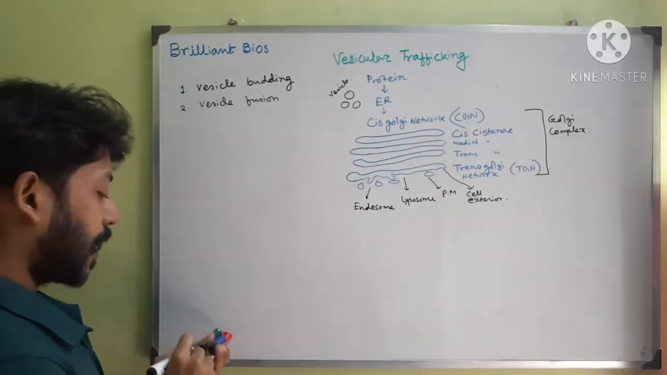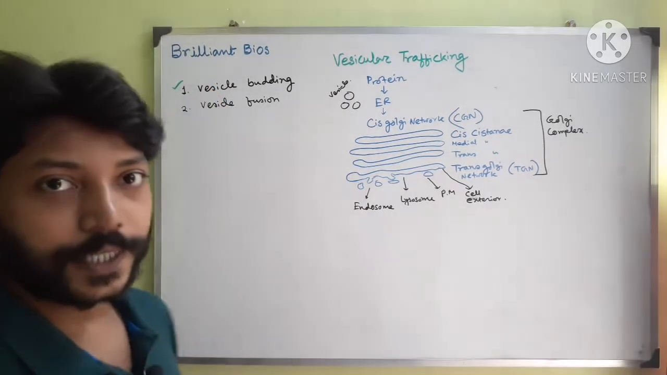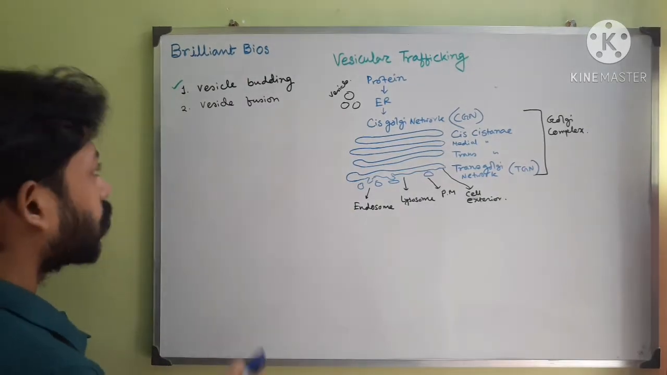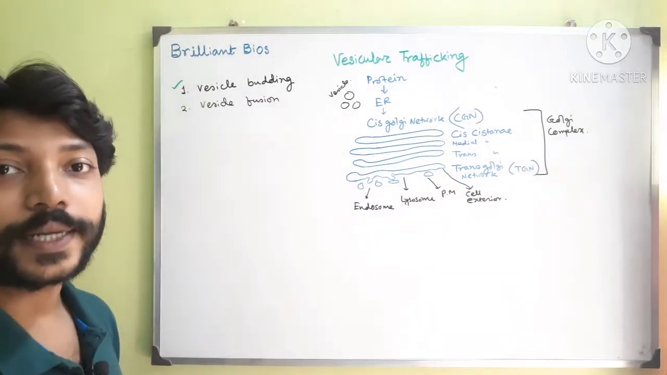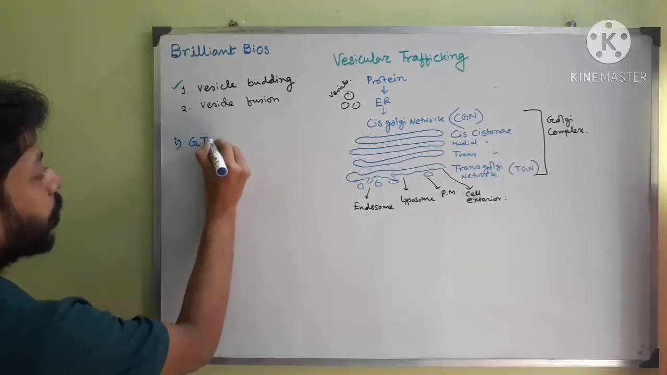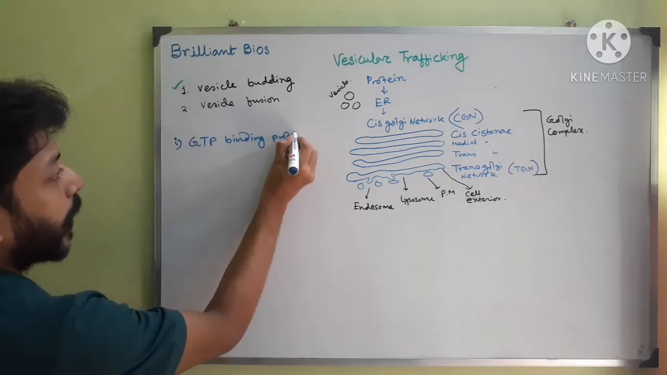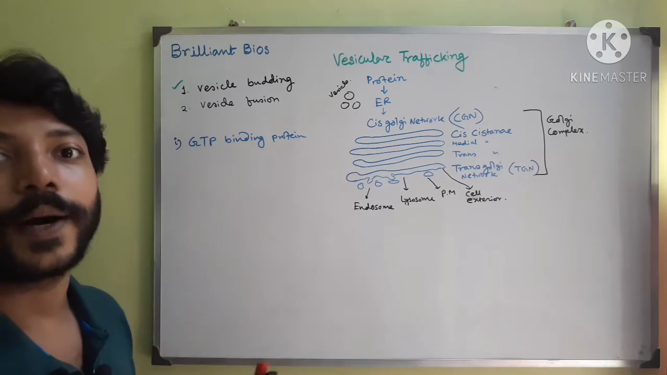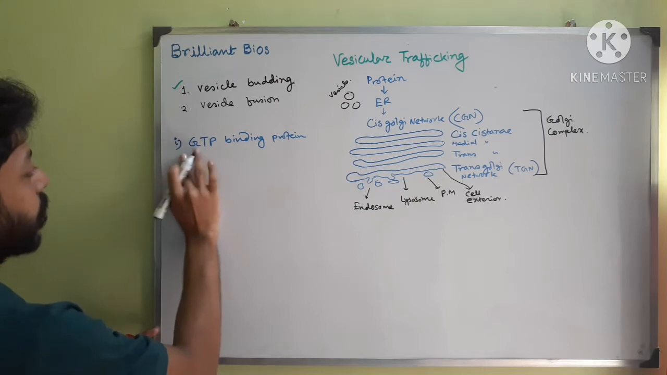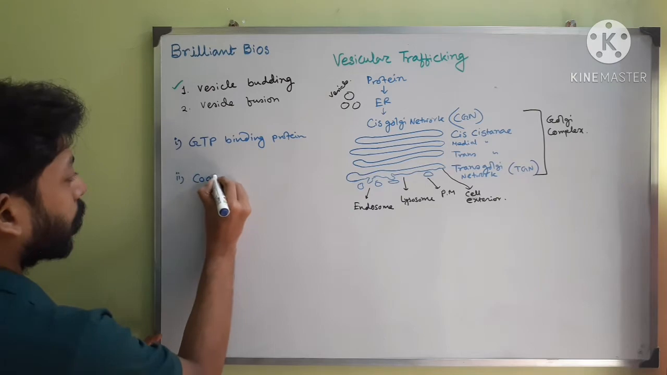Now in this class, I will only give you the idea of vesicle budding, how this vesicle budding occurs. In vesicle budding, two major proteins are responsible. The first major protein is called GTP binding protein. This protein actually helps to trigger the budding. The second important protein is called coat protein.